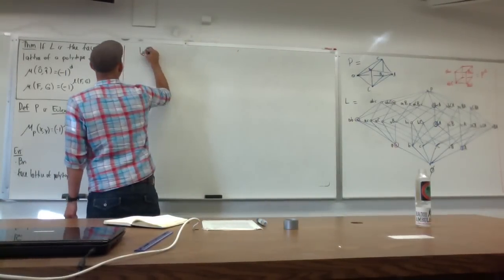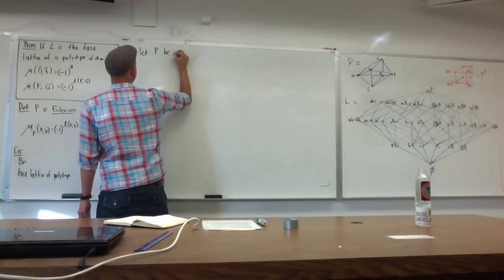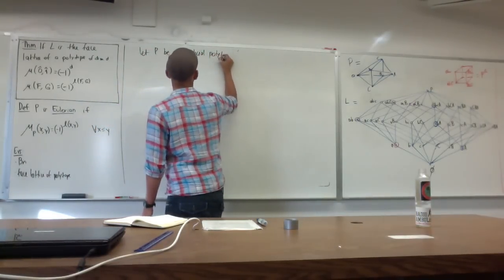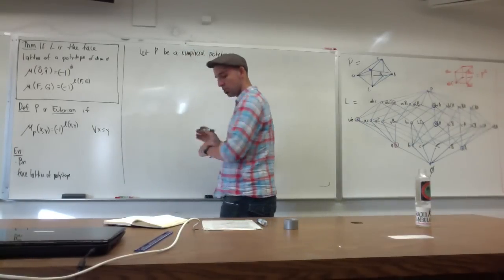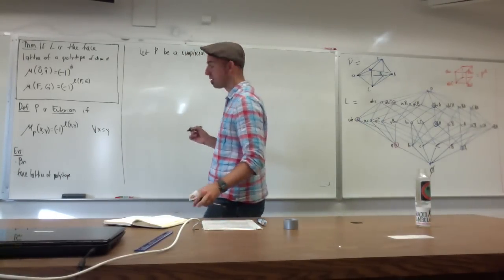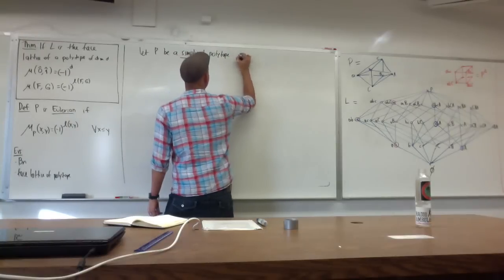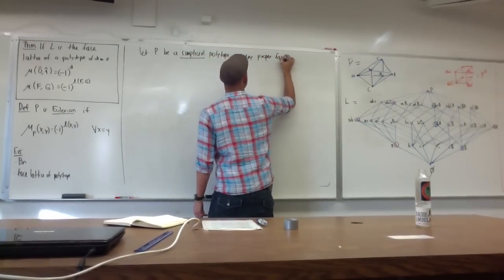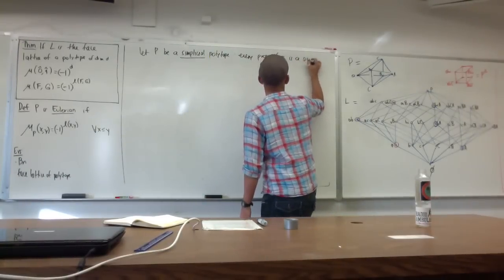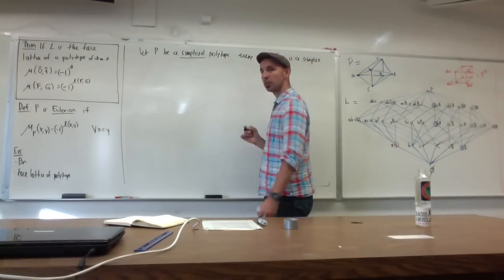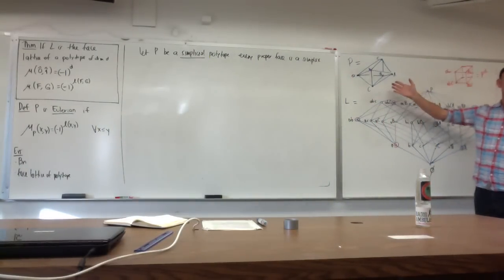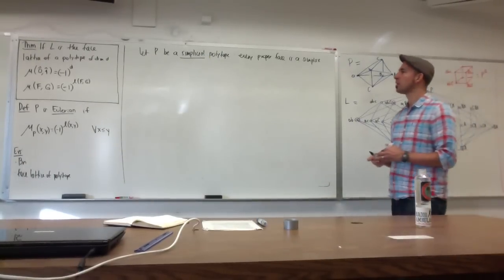Now let P be a simplicial polytope. So what does that mean? Every proper face is a simplex. So here we have an example where the polytope is not a simplex, but every face of it is a simplex, right? The facets are triangles, and everything below is a simplex.